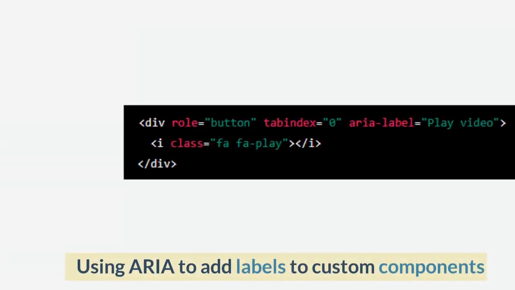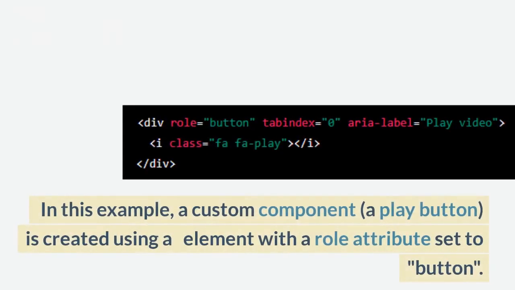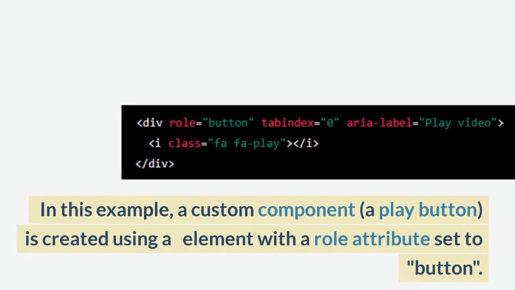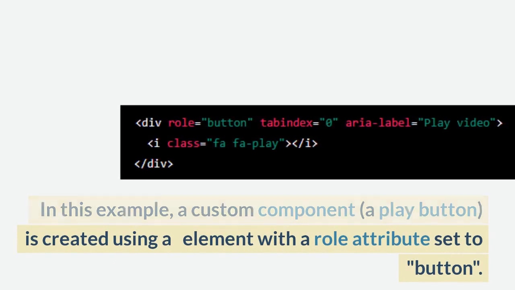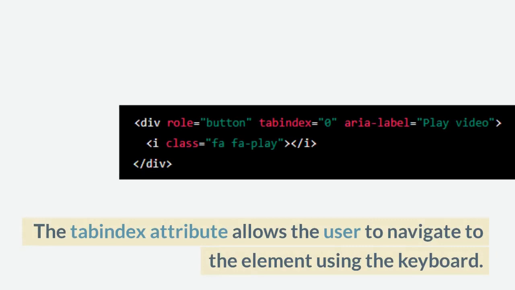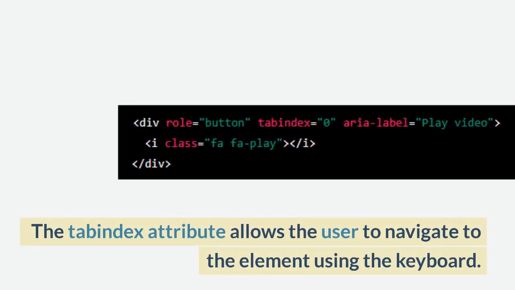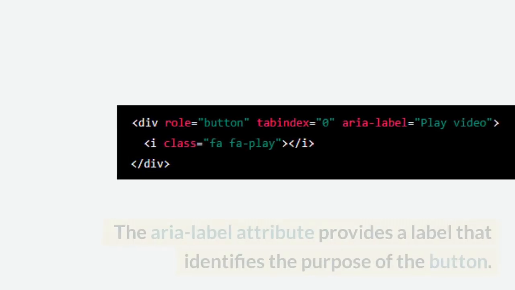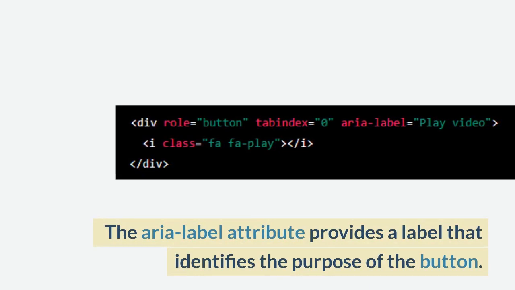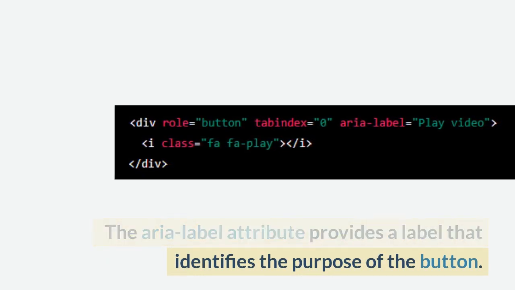Using ARIA to add labels to custom components. In this example, a custom component, a play button, is created using a div element with a role attribute set to button. The tabindex attribute allows the user to navigate to the element using the keyboard. The aria-label attribute provides a label that identifies the purpose of the button.